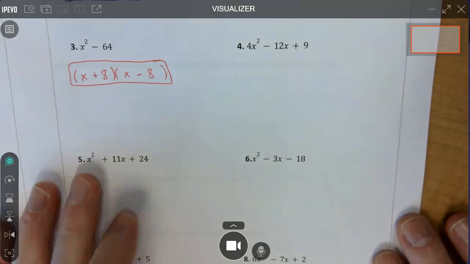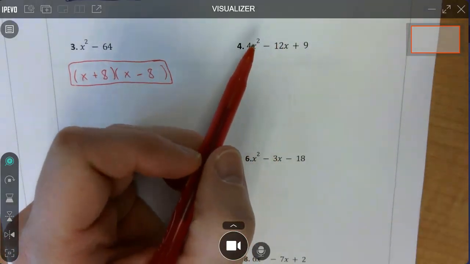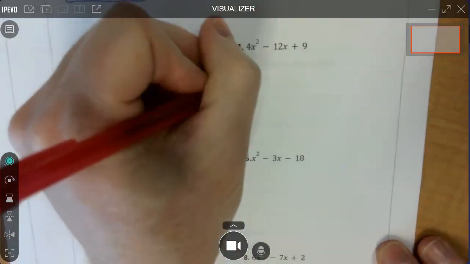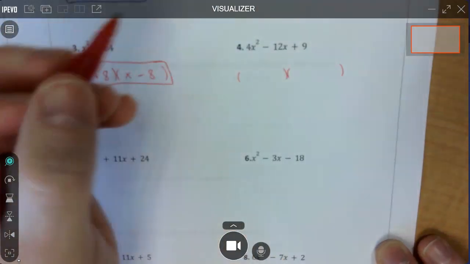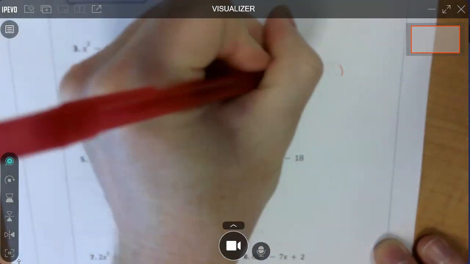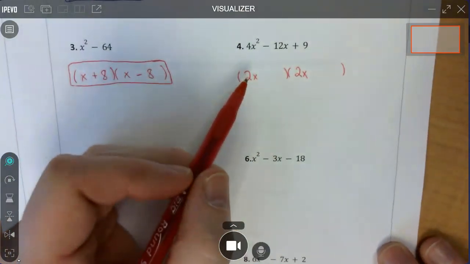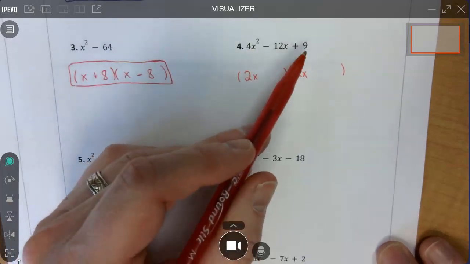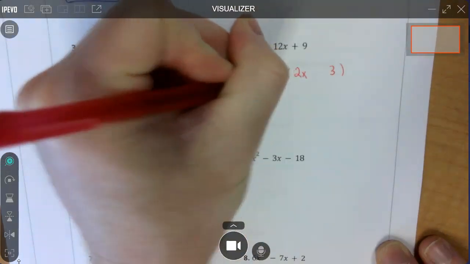On number 4, at first glance you might think, oh, you have to do the AC method. Well, not necessarily, because look at your first term and look at your last term. Are they perfect squares? Well, what would multiply to make 4x squared? Well, it's actually 2x and 2x. So because they're the same thing, that would be considered a perfect square. 4x squared breaks down to 2x and 2x. And 9 breaks down to 3 and 3.